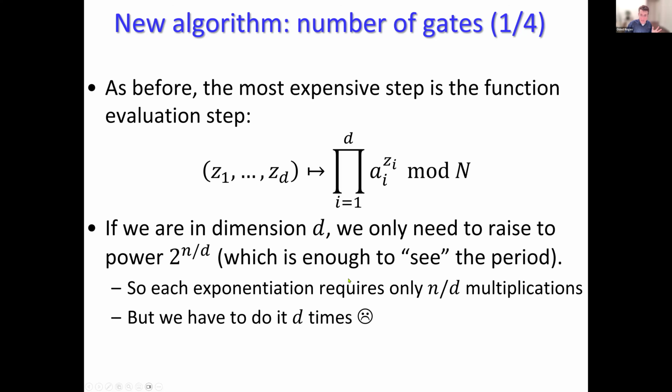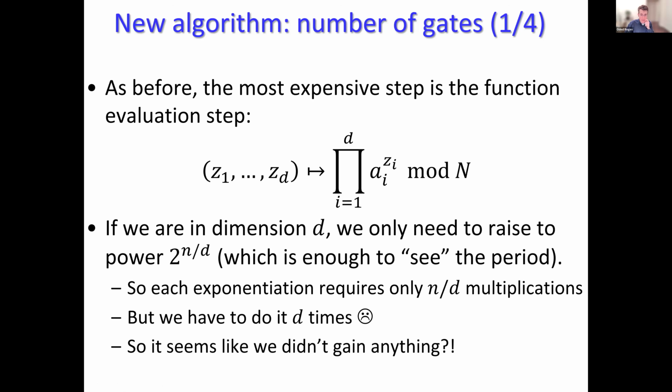So again, let me summarize. It seemed first that maybe we gained a lot because the exponentiation doesn't have to go very high, only up to 2 to the n over d. So when I do repeated squaring to compute this ai to the zi, I only have to do n over d multiplications. But there are d of them, so I'm still stuck at what we had before, n multiplications like we had with Shor's algorithm. Seems like we didn't gain anything, but we did gain something. And for that, you need another observation.